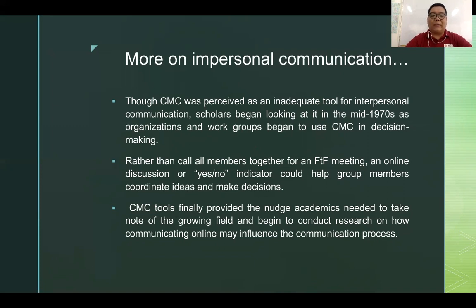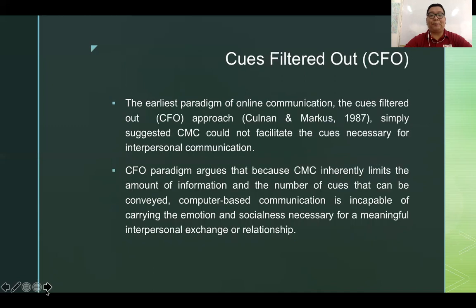CMC tools finally provided a nudge academics needed to take note of the growing field and begin to conduct research on how communicating online may influence the communication process. And this is why nowadays, there have been several research works conducted already focusing on the influence of computer-mediated communication on the communication process between the computer and the people, or people and people, using computer channels.